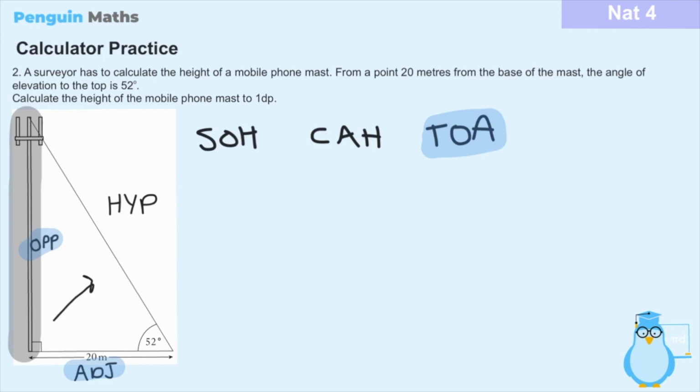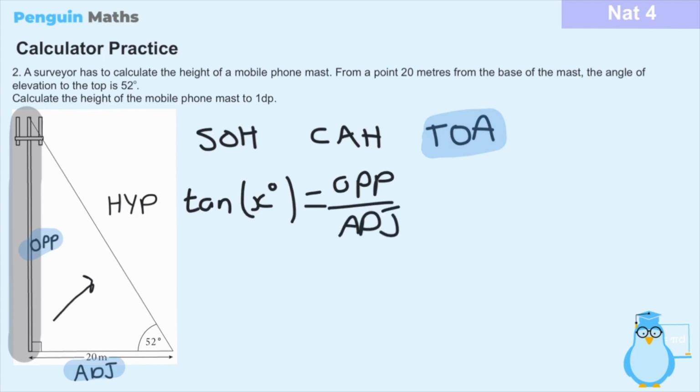And how do we write this out? Well, we can say that the tan of the angle, which I'm just going to call x degrees right now, is equal to the second over the third, which is the opposite over the adjacent. That's the same layout for any of the other 2 trig ratios as well: it's always the second divided by the third. Now we can fill in what we already know. The angle is equal to 52 degrees. The opposite is what we want to figure out, the height, so I'm going to call that h. And the adjacent was the base, which we were told was equal to 20 metres.